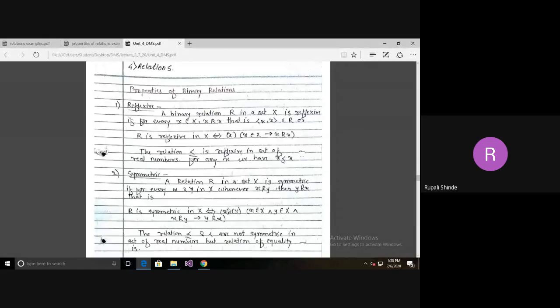So for this symmetric property, we have seen that if there is any ordered pair x comma y, then your relation must contain ordered pair y comma x. Then only we can say that the relation is a symmetric relation. Means what? There must exist the reverse of each and every ordered pair in your relation. Then only that relation is a symmetric relation.